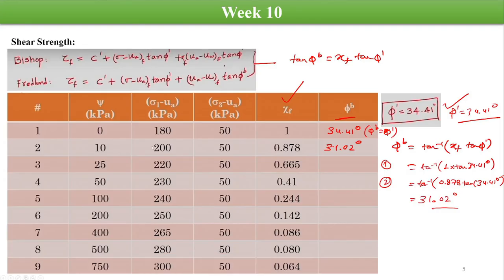Okay, here we have observed that as the value of matric suction increases, the value of xi f, the effective stress parameter, decreases, as well as the value of phi b also decreases.